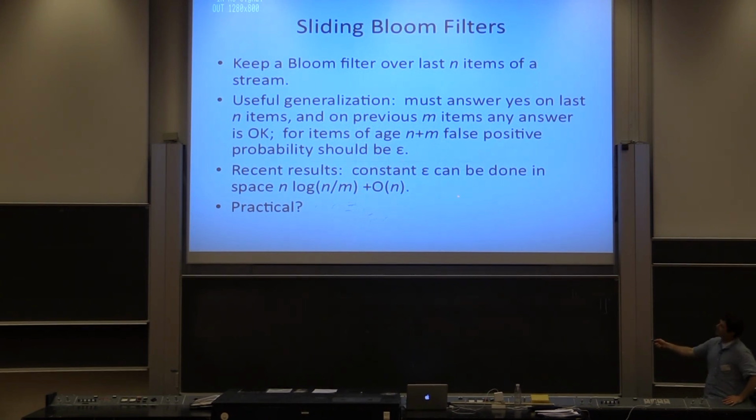There are some recent results that say a constant epsilon can be done in space n log(n over m) plus order n. One question I had: I've seen the paper, and I can't tell from it, because I haven't tried to implement it, whether their proposed scheme is really practical or not. It would be interesting to test if it was useful for real applications.